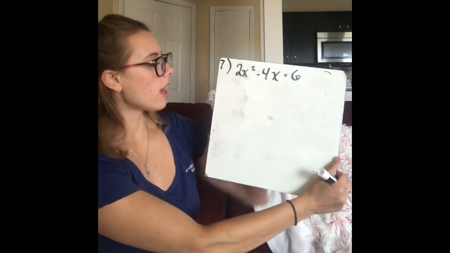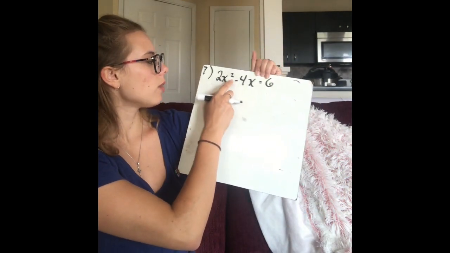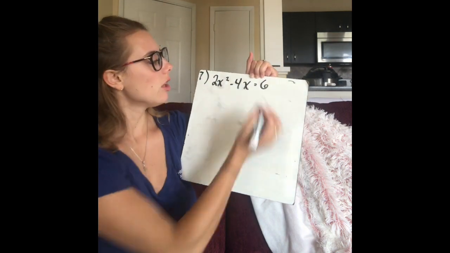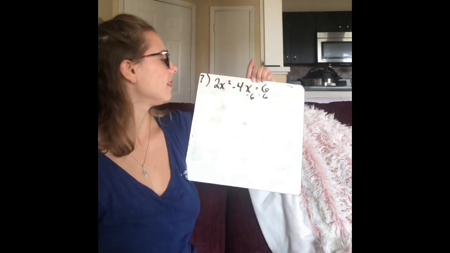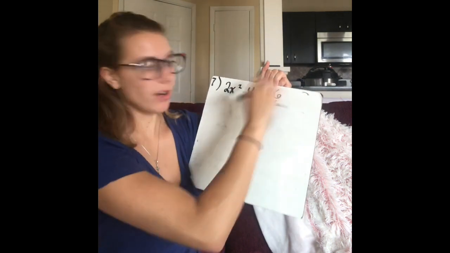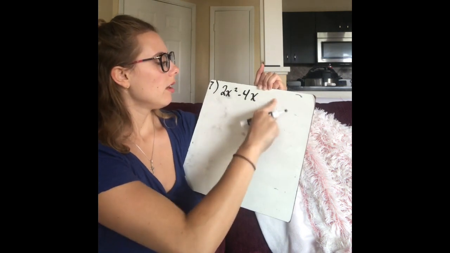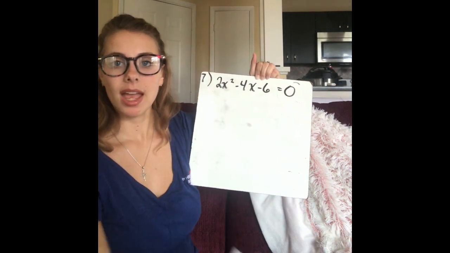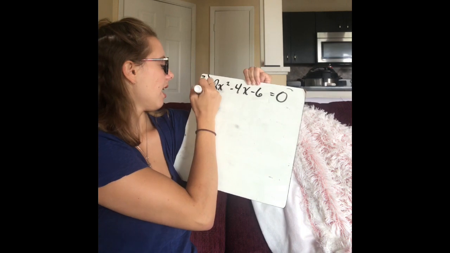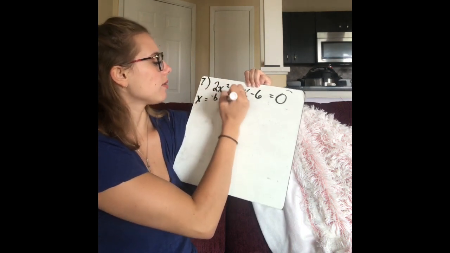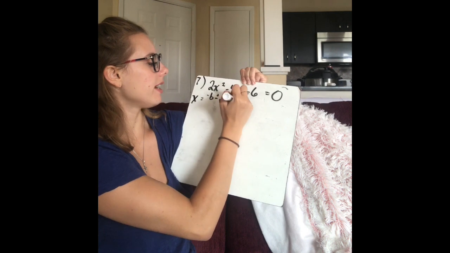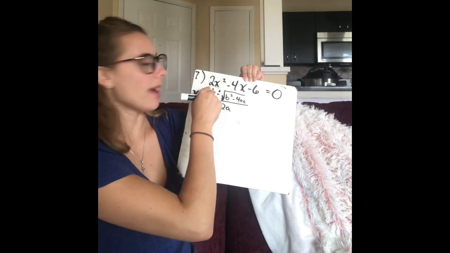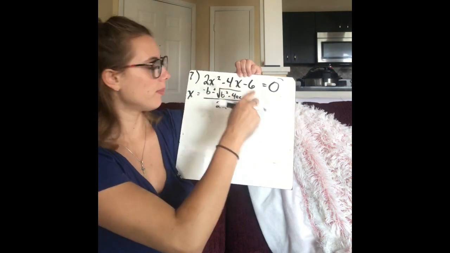Number 7 says to use the quadratic formula, and they give us 2x squared minus 4x equals 6. What I want to do is get everything to the same side of the equation, so I will subtract 6 from both sides. And I end up with, I'm going to write it up here to leave space, 2x squared minus 4x minus 6 equals 0. And now our quadratic formula is x equals negative b plus or minus the square root of b squared minus 4ac all over 2a. And I'll plug in my a value, my b value, and my c value.